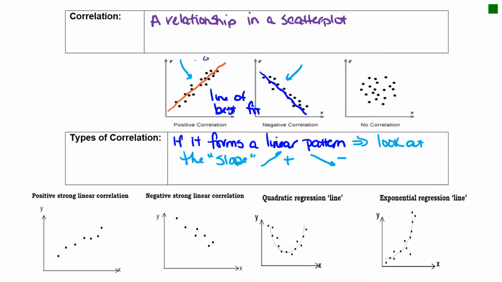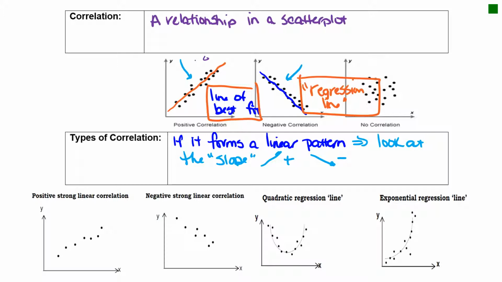So we can call it a line of best fit, or we can also call it a regression line. Those are two different words that we can say for it: the line of best fit or the regression line. Okay, they could be linear.